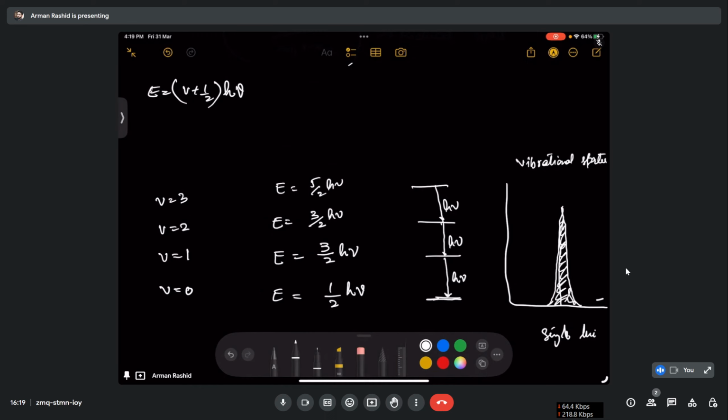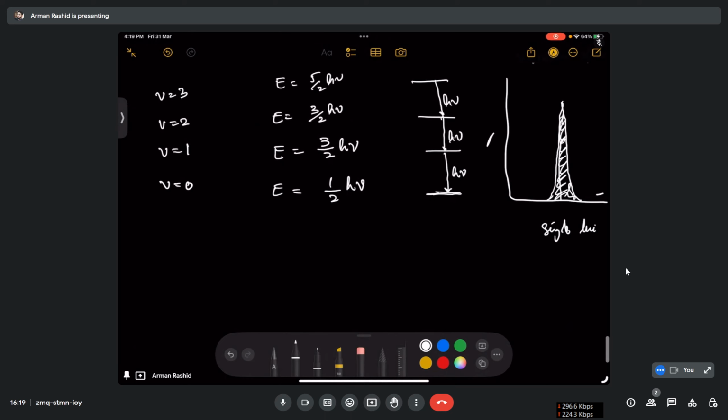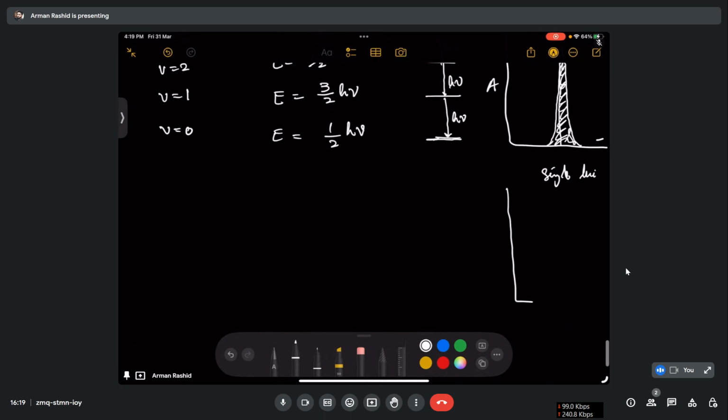Now in vibrational spectroscopy, or infrared, we represent the spectrum in terms of transmission. So the transmission will just be the opposite of this. If this is absorbance, and we convert that to transmission, it will be like this. This is 100% transmission, this is 0% transmission.